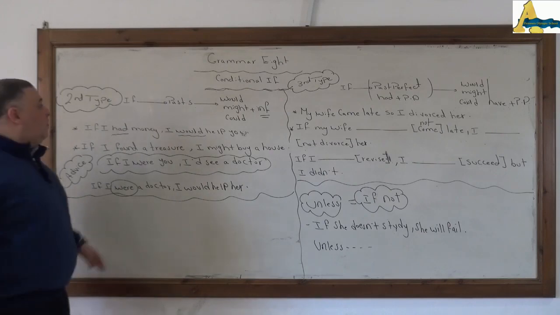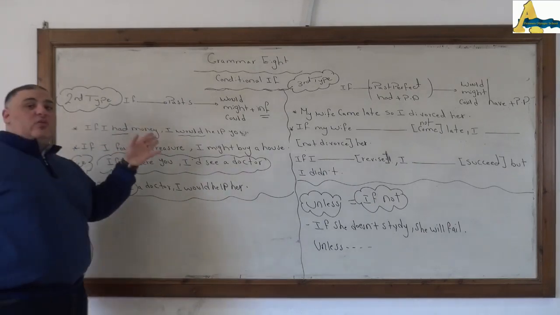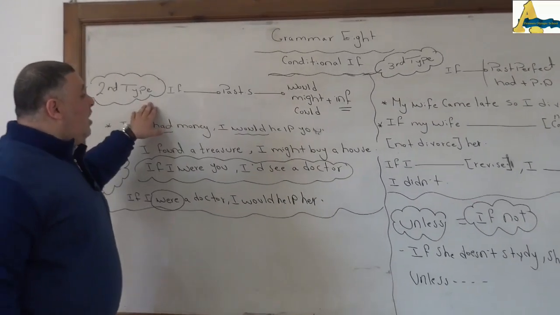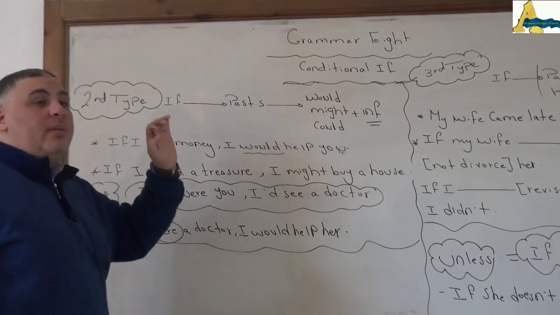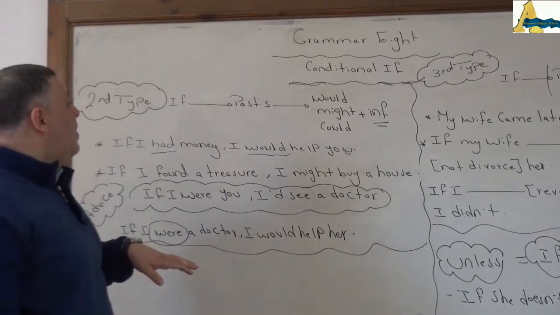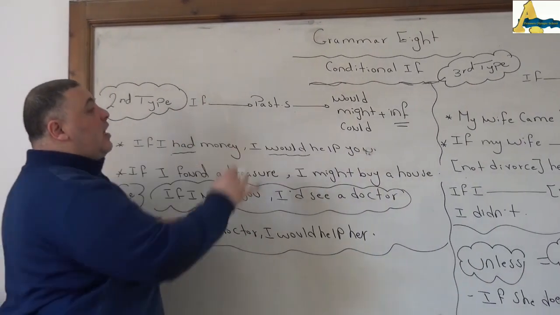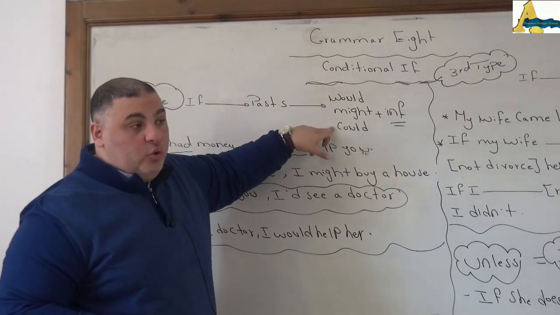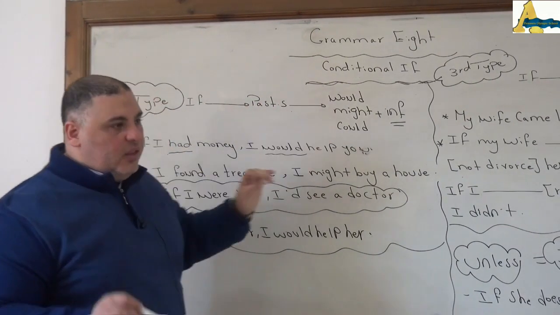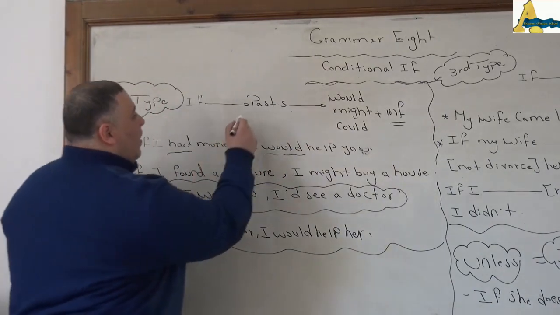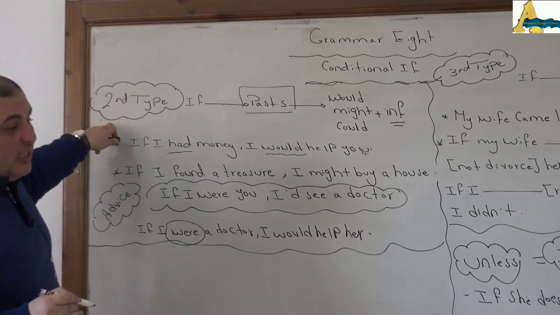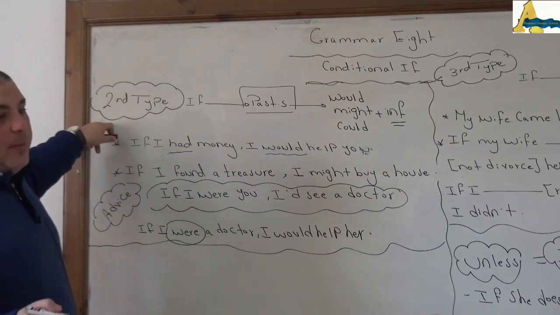Still in conditional if, right? And we have covered the zero type and the first type and the little slight differences between them. And then comes time for the second type. The main question in the second type that people say, if in the second type is followed by the past simple, and on the other side you have would or might or could plus the base form or the infinitive. The question is, if is followed by the past simple, that means that the second type is talking about something in the past or about something in the present.